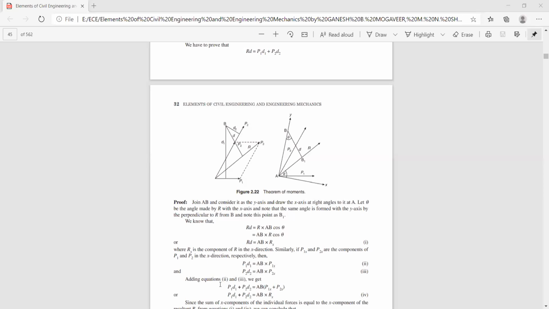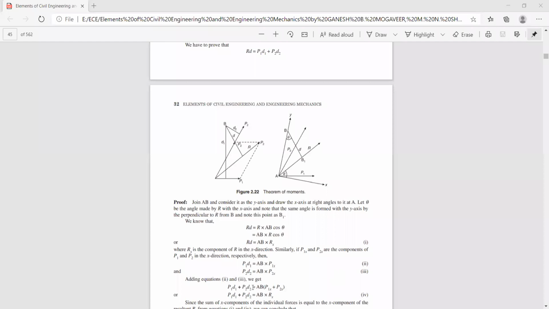Now adding the equations 1 and 3, both these equations. So now P1 D1 plus P2 D2, you can write as AB into P1x plus P2x.